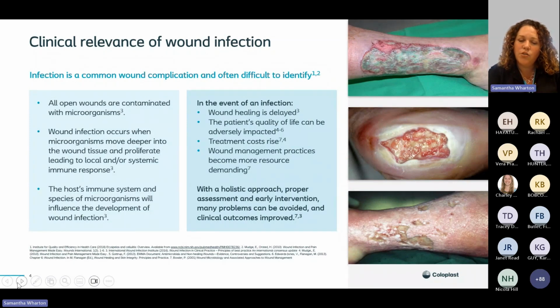So with a holistic approach, a proper assessment and early intervention, many of these problems can be avoided and clinical outcomes improve. Like we always say, prevention is much better than cure. If we can avoid wound infection in the first place, the outcome's going to be much better for the patient.